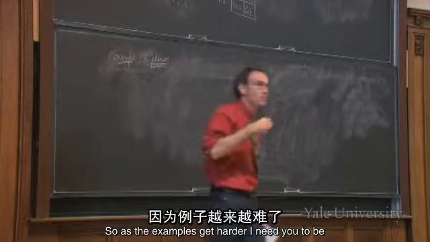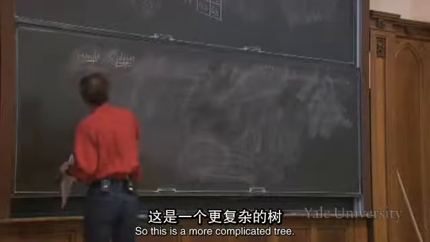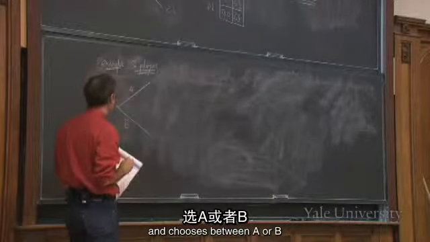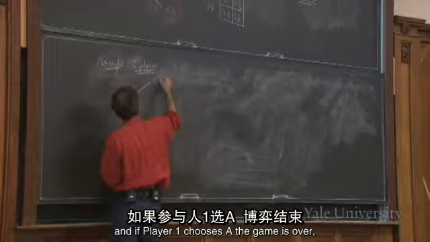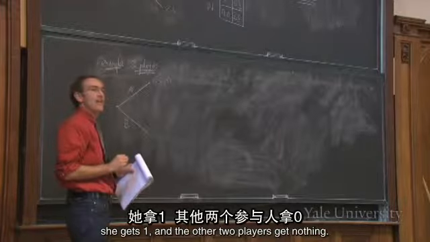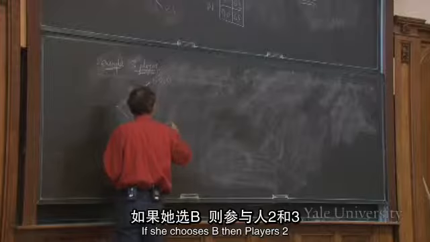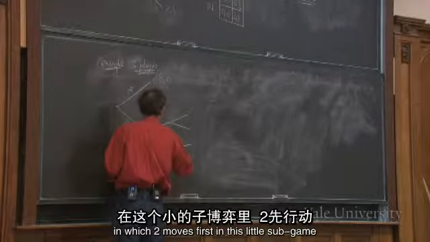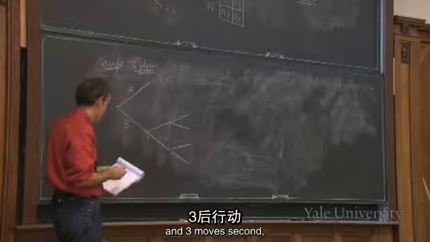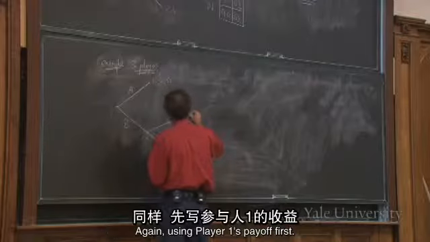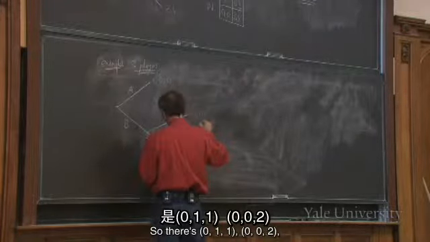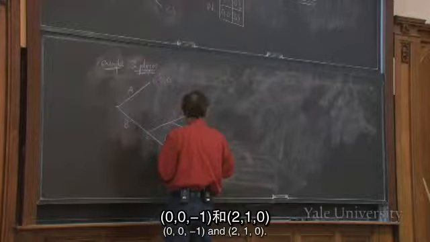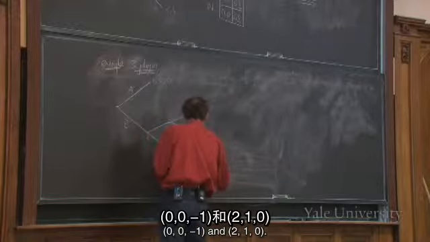As the examples get harder, I need you to be more alert to see if you can follow them. All right, so this is a more complicated tree. Here's a tree in which player one moves first and chooses between A or B. And if player one chooses A, the game is over. She gets one, and the other two players get nothing. If she chooses B, then players two and three get to play a little game down here, in which two moves first in this little subgame and three moves second. And the payoffs in this subgame are as follows. Again, using player one's payoff first: 0, 1, 1, 0, 0, 2, 0, 0, minus 1, and 2, 1, 0.